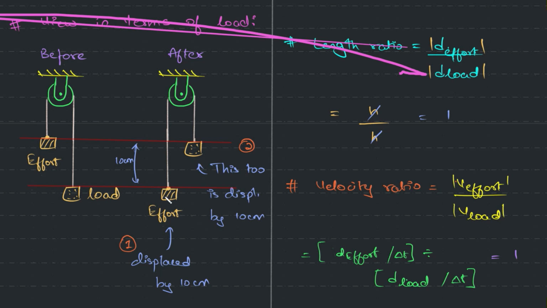So imagine if the effort is moving at 10 kilometers per hour in the downward direction, load will also be moving at 10 kilometers per hour but in the upward direction. Does it make sense? All this is commonsensical. If you feel that this is easy, good, because connecting to this is all your numericals and everything. So pulley is also simple, provided you understand the fundamentals.